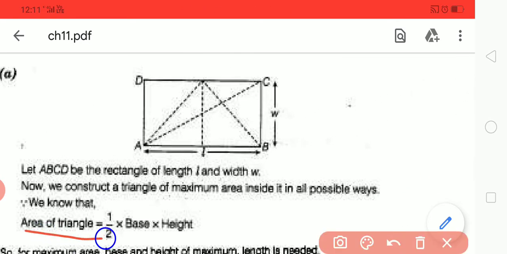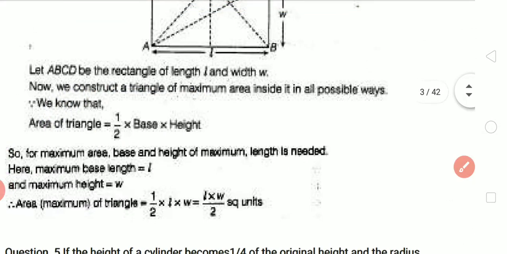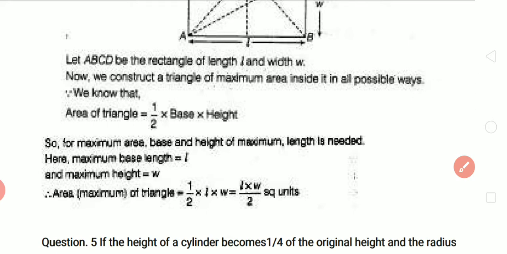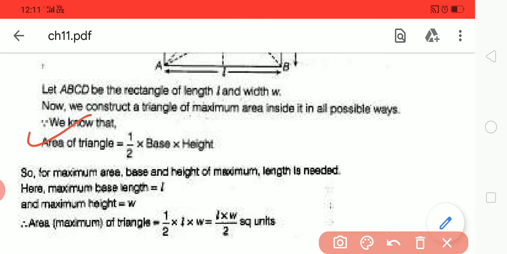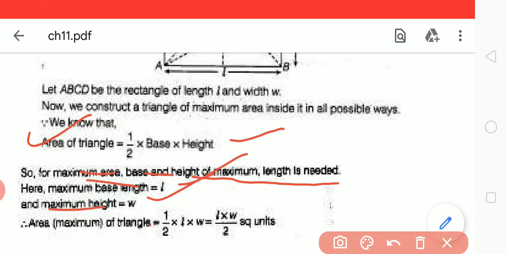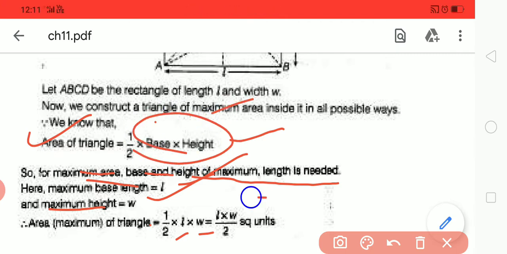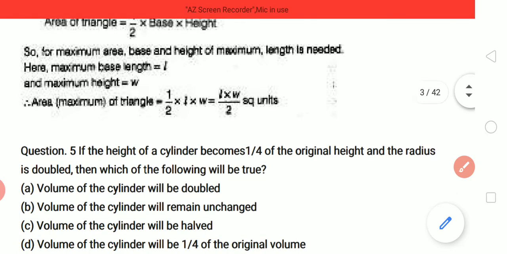Right? The area of the triangle is 1/2 into base into height. So the maximum area occurs when the base and height are maximum. The maximum base length is L and the maximum width will be W. So L and W can be placed here as the base and height. So the area is LW/2 square units. So this is the solution.